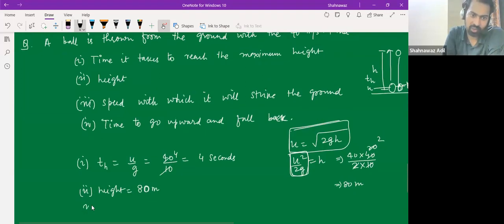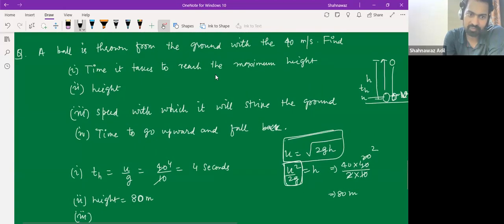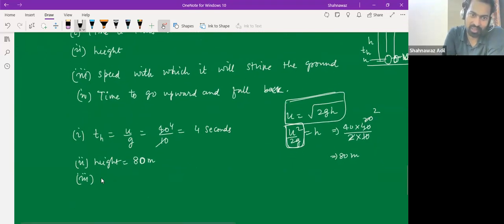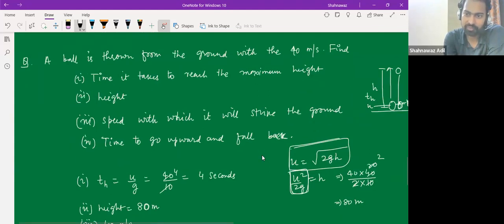What about the third question? This one is a very difficult question, the most difficult one. What is the answer, guys? 40 meters per second. Right, 40 meters per second. Is that clear to you guys? Yes, sir.